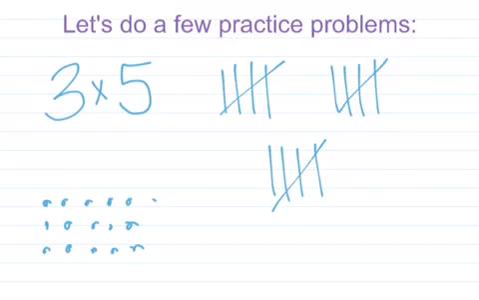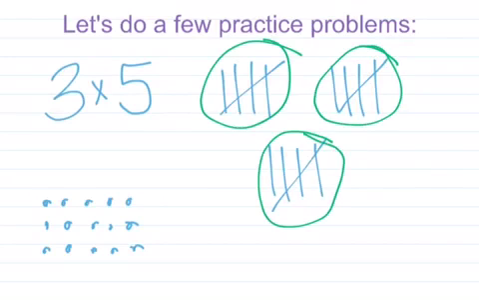Okay, so for mine, I did my tally marks. I have my 3 groups of 5. And then based on the tally marks that I have in there, I know that I have 5 in this one, 5 in this one, and 5 in this one. So 5, 10, 15. My answer would be 15.